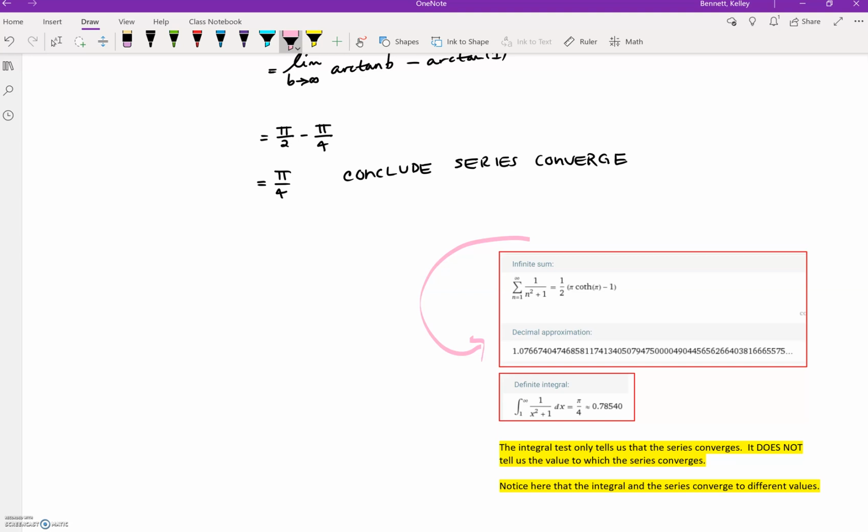Those are obviously not the same values. So the integral test only tells us that this series converges. It doesn't tell us the value to which the series converges. So this is a great example showing that they converge to two different values. So that's very important.